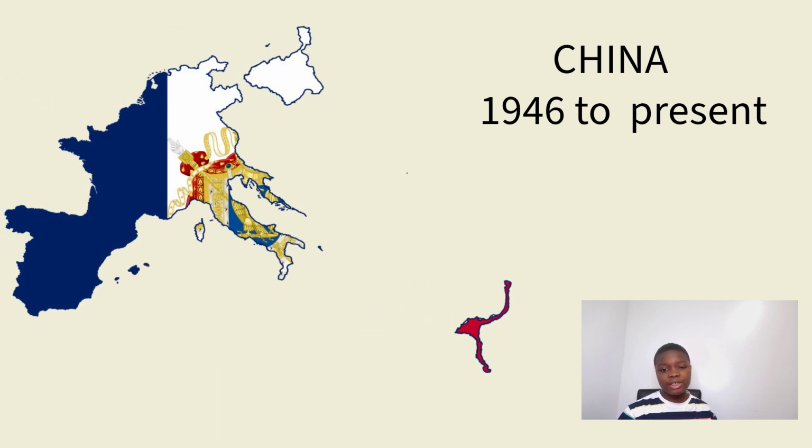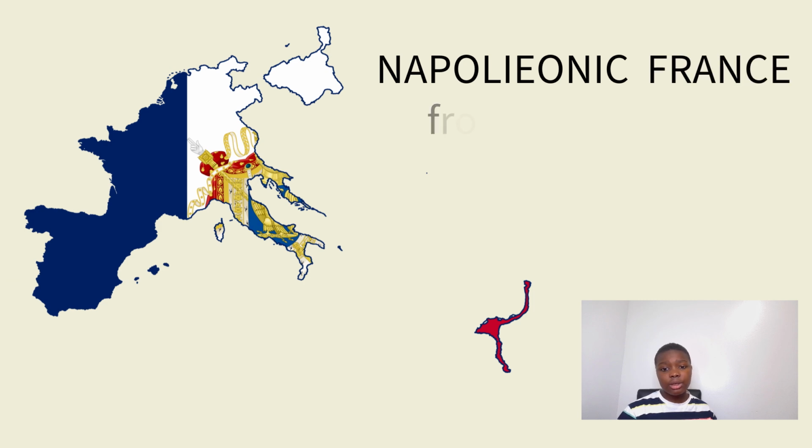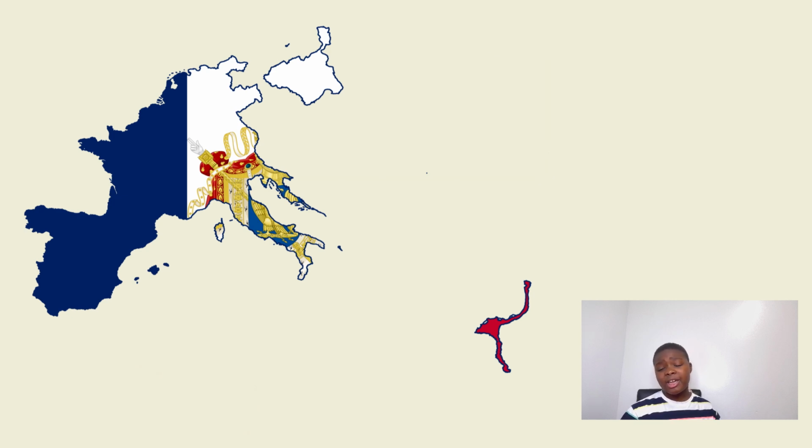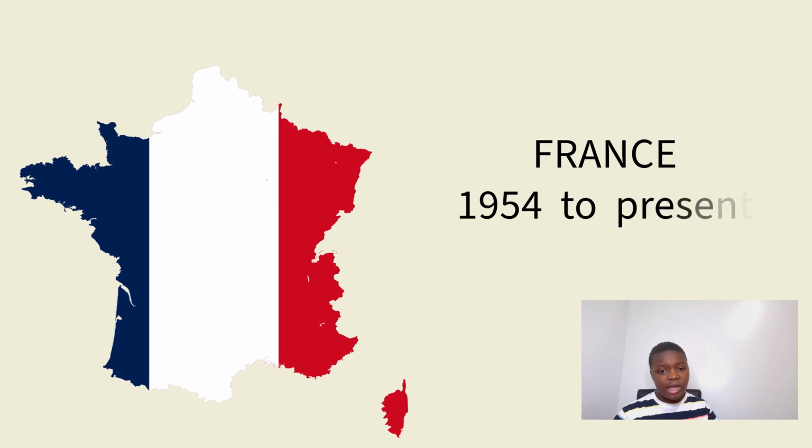Next country is France. France used to be called Napoleonic France from 1799 to 1815. They collapsed in 1815 because they lost the war. Everyone was against them. Then France actually had an empire. Their empire was done. Everyone got independence from their empire in 1954. And 1954 to current is the current flag and land.